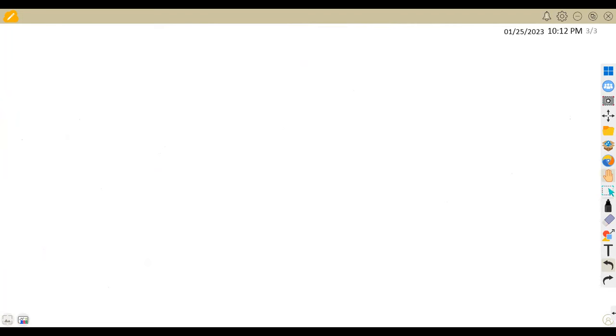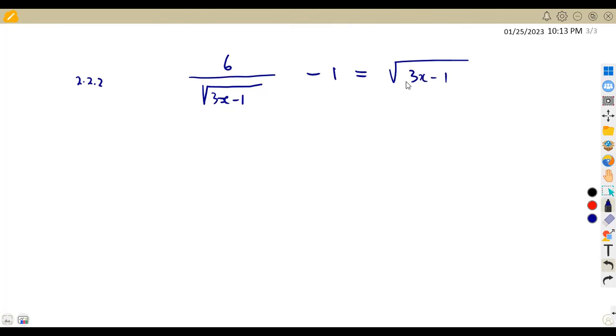So I'm just going to rewrite this question again, just like what we did with the other 2 questions. This is 2.22, where we are given 6 over the square root of 3x minus 1, minus 1 is equivalent to the square root of 3x minus 1. Okay, so that's it. If we are working with these typical questions, guys, be very, very careful. What you must be careful with is that you do not need the square roots. You have to remove those square roots.